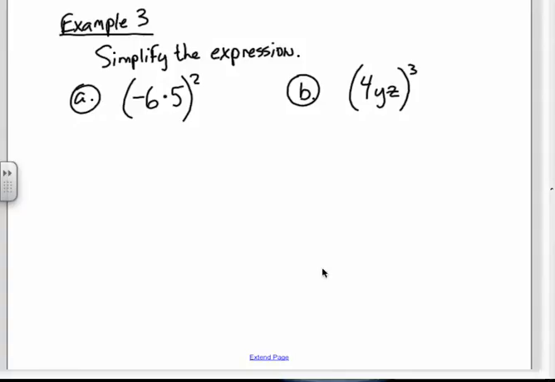Okay, let's see. Example 3 says, simplify the expression, Mr. C. All right, that's what we're going to do. So to simplify, I want to do everything that I can. All right, and I'm looking at this first one here. I'm actually going to do this in two ways.